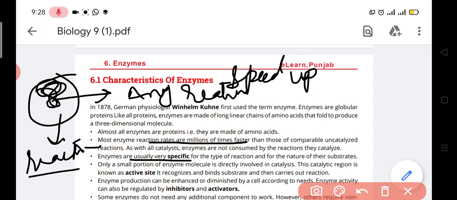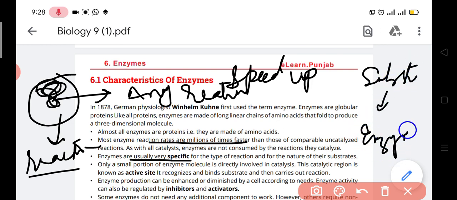It's not like any enzyme can work on any type of substrate. No, they are specific to the reaction as well as the nature of the substrate. It is not like any substrate can attach to any type of enzyme. No, it is not like that. This enzyme is very specific in the case of the substrate.